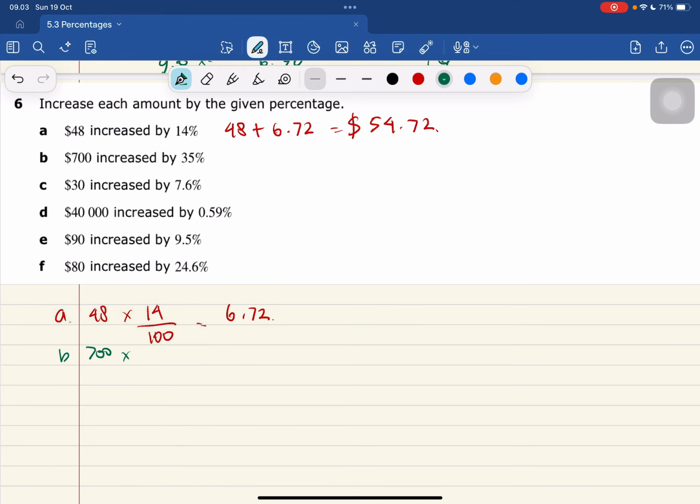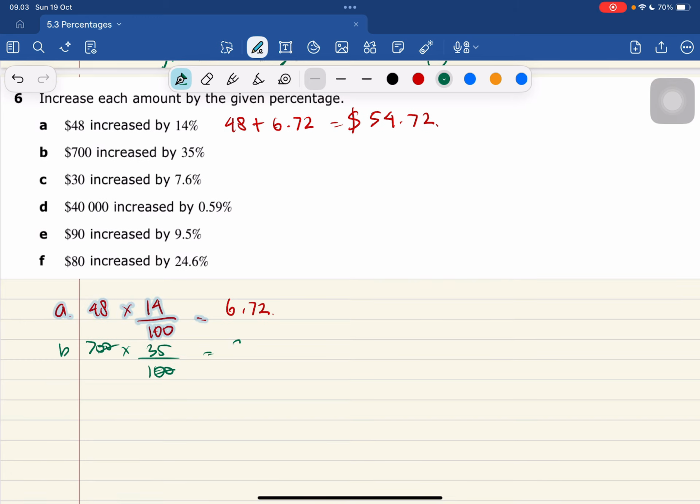700 times 35 over 100. Okay, we can simplify it. So the rest is only 7 times 35. This is 245. Because this is increase, so 700 plus 245. So this will give us the answer of 945.